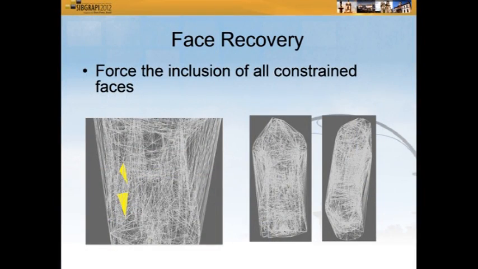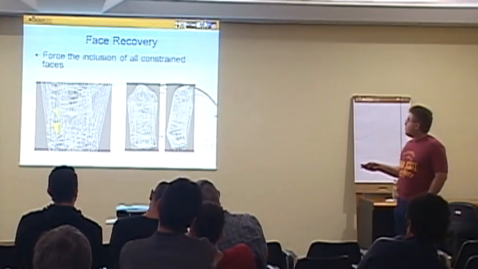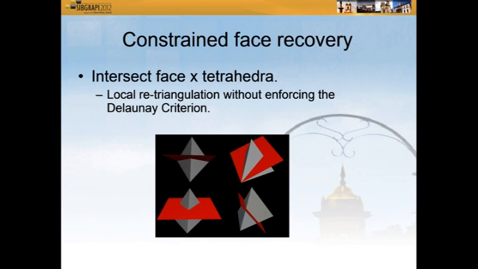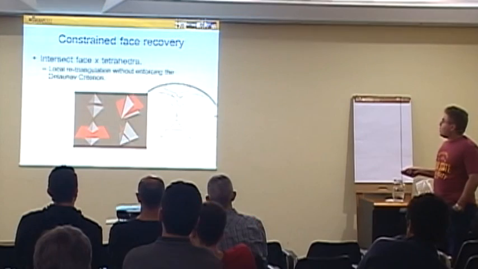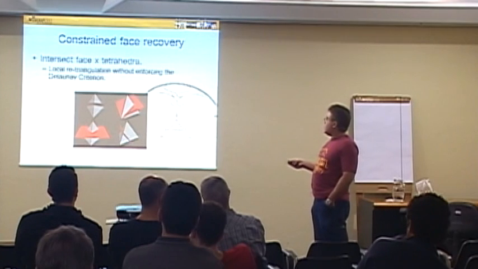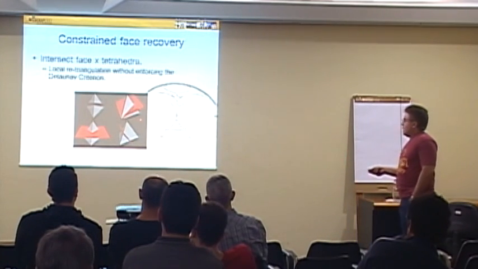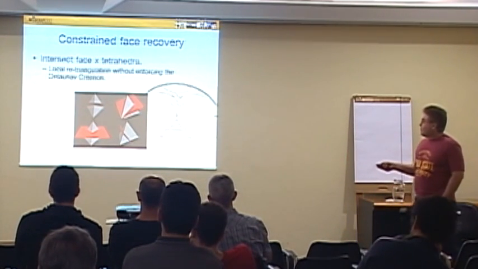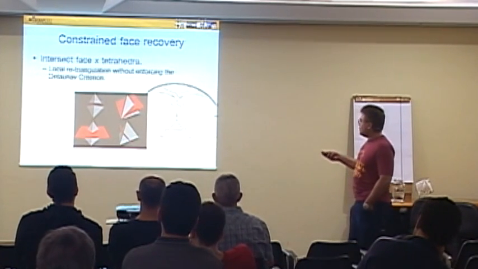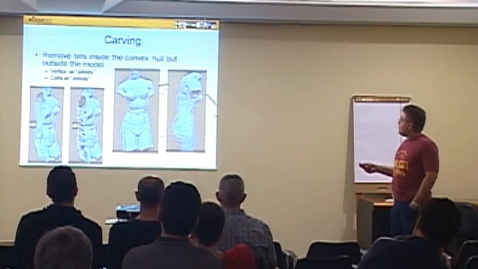The face recovery is similar. We can see here just 2 missing faces. And in this case, we have to intersect the missing faces against the tetrahedra they interfere with, and we perform a local retriangulation. In this case, we do not enforce the Delaunay criterion. From this point on, we do not have a Delaunay triangulation anymore, but this is not important here.